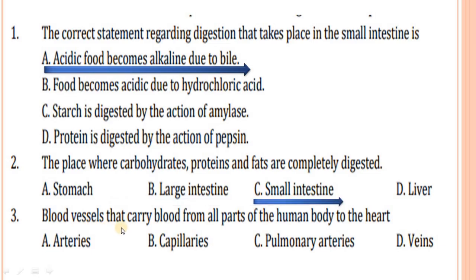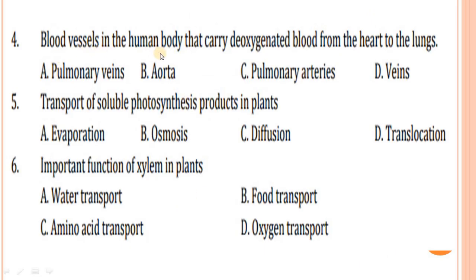Third question, blood vessels that carry blood from all parts of the human body to the heart. Means here blood is moving from the parts of the body to the heart, that is carried by the veins. Fourth question, blood vessels in the human body that carry deoxygenated blood from the heart to the lungs. So here the blood vessel which carries the deoxygenated blood and moves towards the lungs is the pulmonary artery.